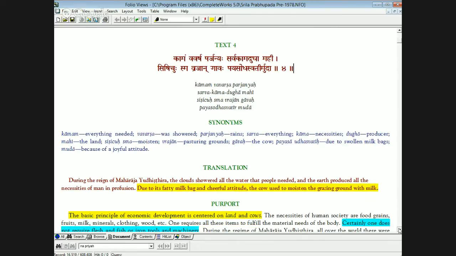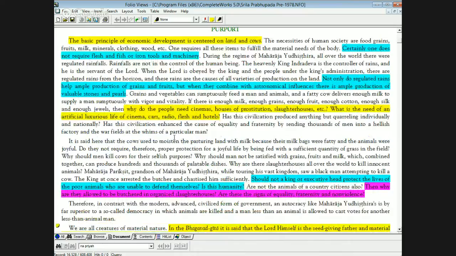The basic principle of economic development is centered on land and cows. The necessities of human society are food, grains, fruits, milk, minerals, clothing, wood, etc. One requires all these items to fulfill the material needs of the body. Certainly one does not require flesh or fish or iron tools or machinery. During the regime of Maharaj Yudhishthira, all over the world there were regulated rainfalls.